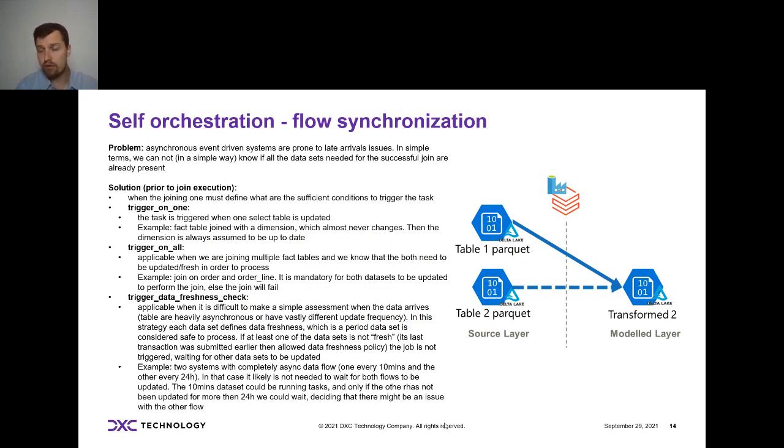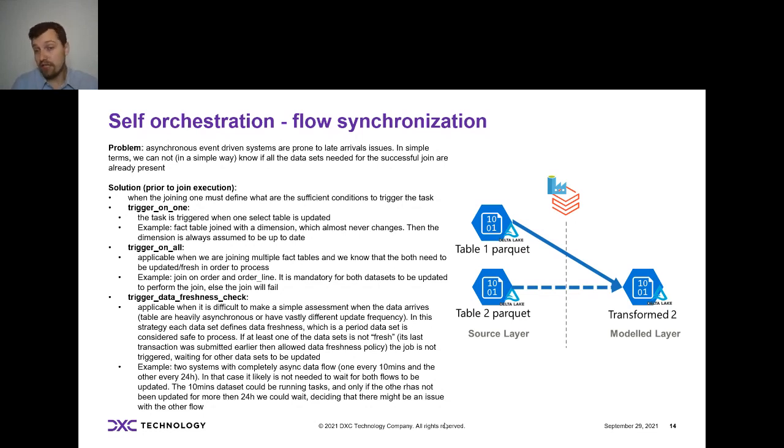The first one is trigger on one, which basically means, imagine you have a fact table and a dimension table, like customer and customer name, for example, right? You want to join these, of course. If you can assume that one of the tables, the dimension table, customer name, doesn't change that much, it's almost static, you can just say whenever the fact table, in this case the customer, is updated, simply trigger a job and assume that the other table is up to date, right? That's the most primitive way to solve it. You could argue it doesn't solve many problems, but it solves some.